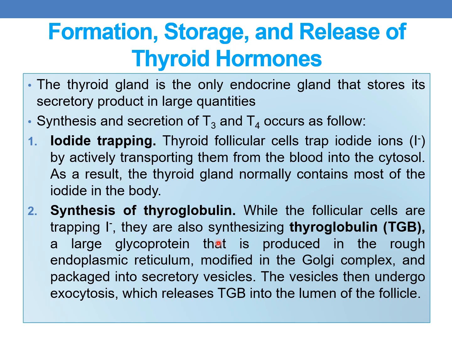The next is synthesis of thyroglobulin. While the follicular cells are trapping iodine, they are also synthesizing thyroglobulin, TGB, a large glycoprotein that is produced in the rough endoplasmic reticulum, modified in the Golgi complex and packed into secretory vesicles. The vesicles then undergo exocytosis, which release the thyroglobulin into the lumen of the follicle.